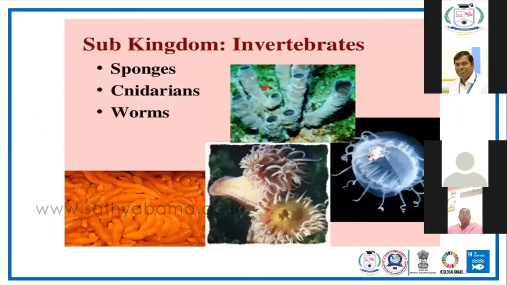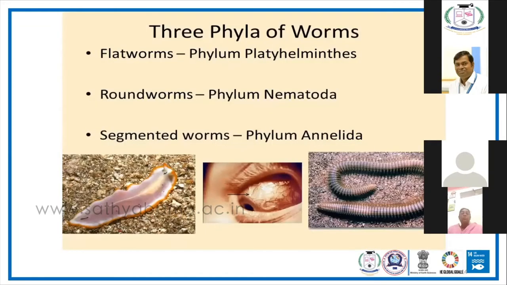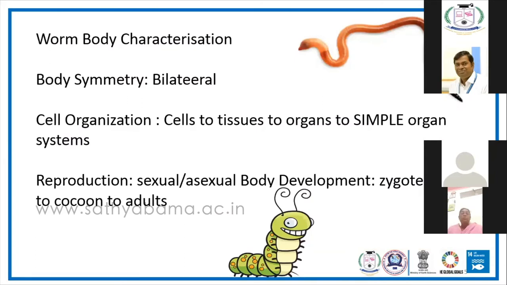These are the subkingdoms of invertebrates: sponges, crustaceans, worms. There are three phyla of worms, for example, flatworms, roundworms, and segmented worms. Basically, the worm's body structure is bilateral. It is organized from cells to tissues, tissues to organs, and organs to simple organ systems. It can reproduce sexually or asexually. It develops from zygote to egg, egg to cocoon, cocoon to adult.